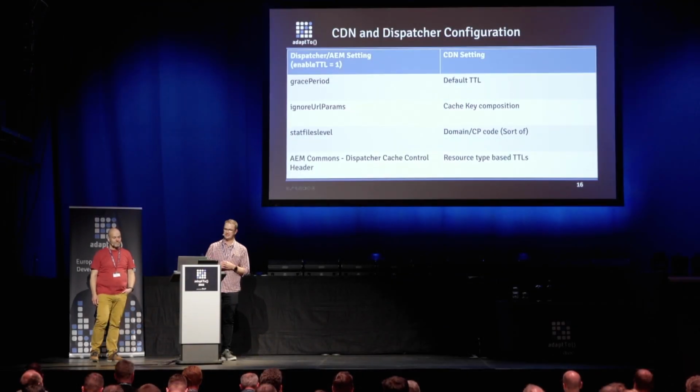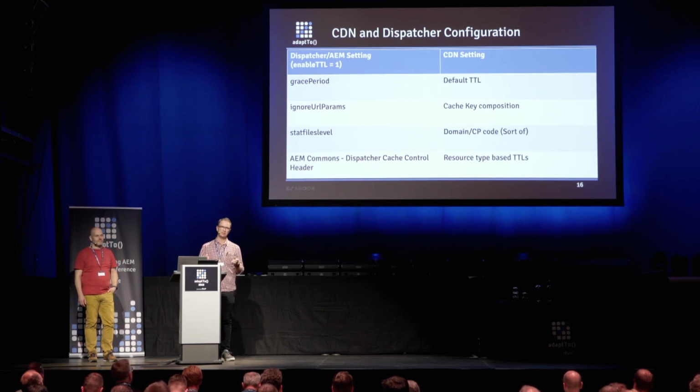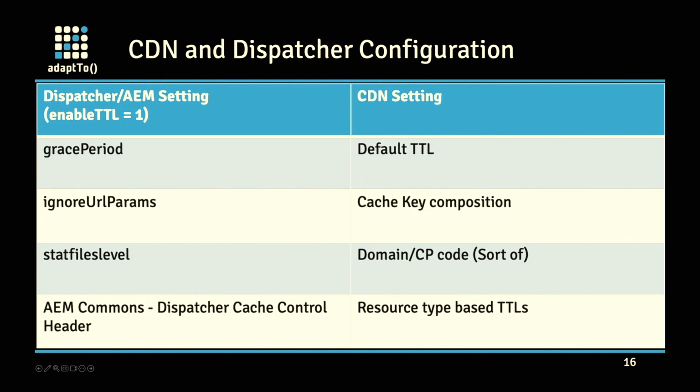You have a couple of settings here that you want to align between your CDN and your dispatcher. I mentioned the grace period. That would essentially be your default time to live in your CDN. We've got the ignore URL parameters setting in dispatcher. This roughly equates to the cache key composition in your CDN. Stat files level, the main code in Akamai speak, CP code, sort of. Stat files obviously you can fine-tune a bit more, but that's generally what you want to align them to.